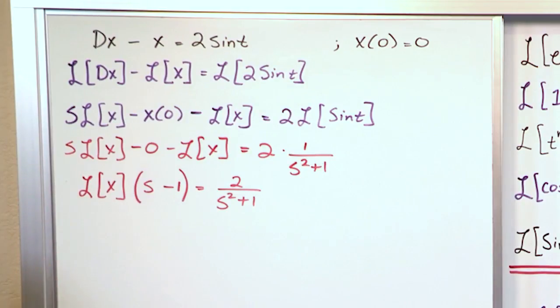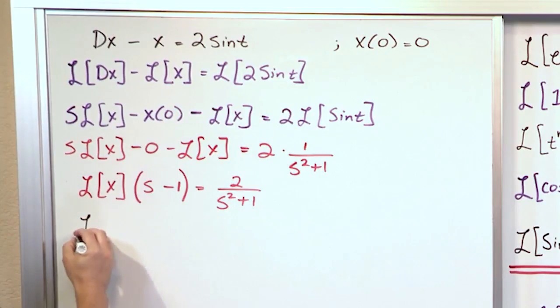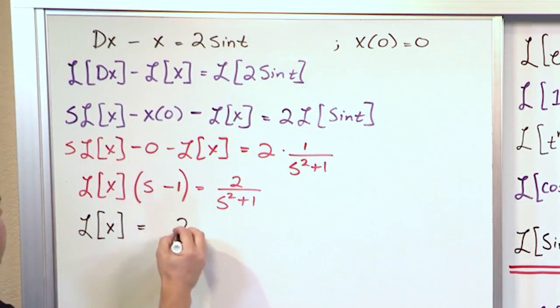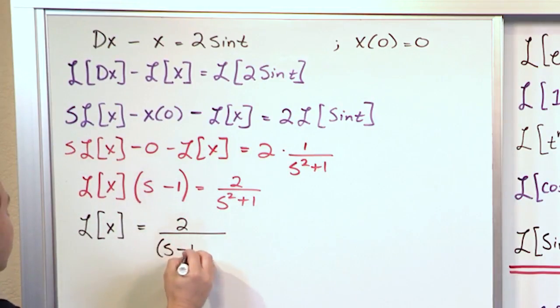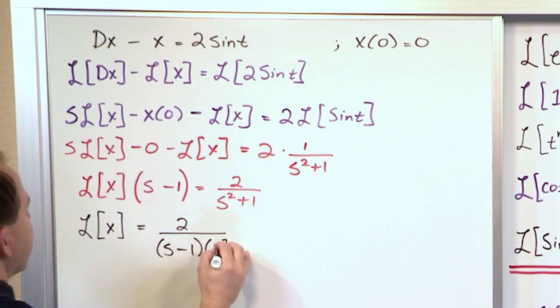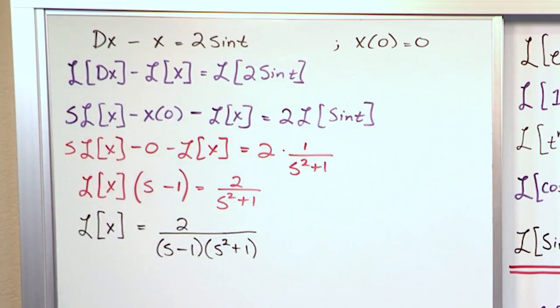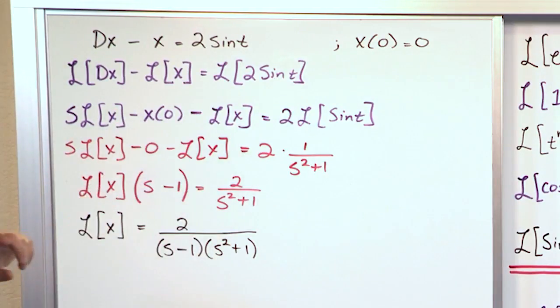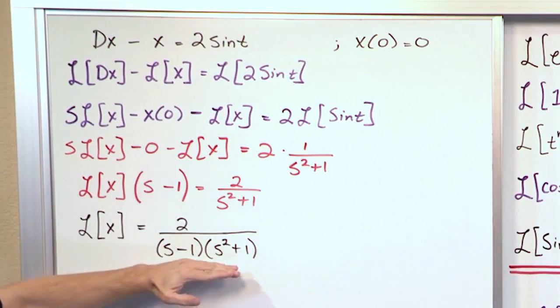We want to solve for the Laplace transform, so we're going to divide by this term right here. So we have the Laplace transform of x is equal to 2 over s minus 1 times s squared plus 1. So we've basically gotten down to the point we reach in all of these problems. We've taken the Laplace transform of both sides, applied our initial condition, and solved for the Laplace transform, which is a pure function of s.